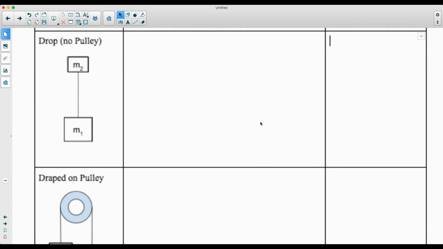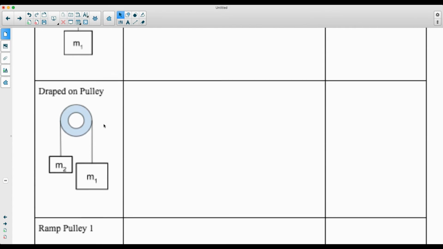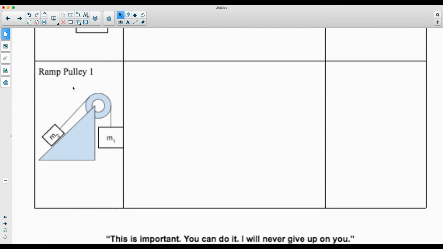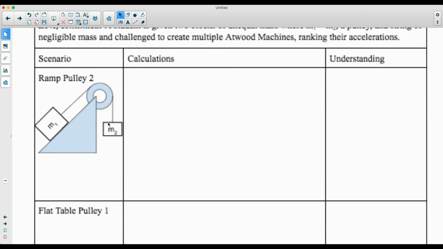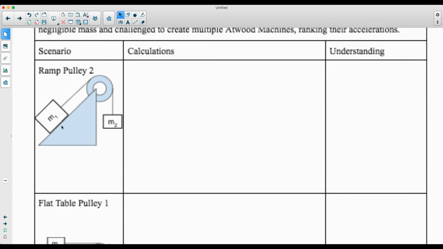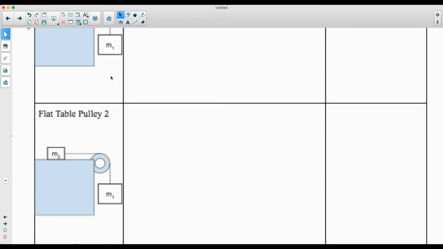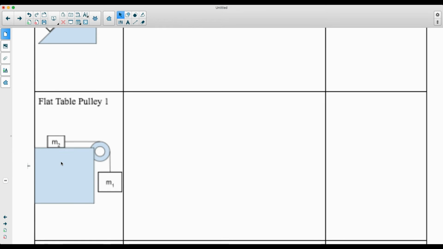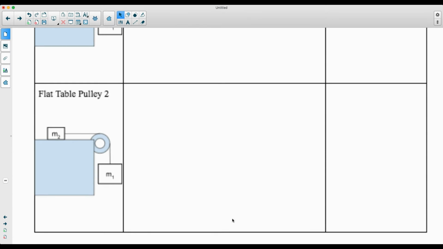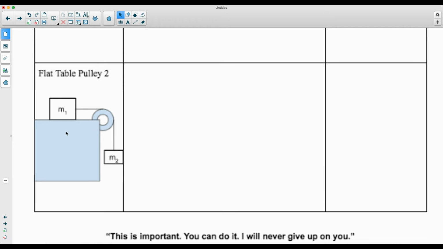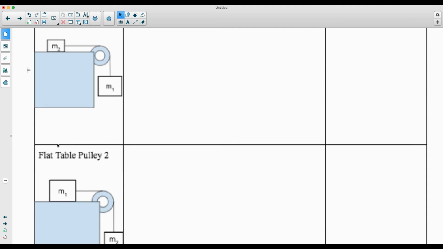The students set up two blocks and a string with no machine. They drape them over a pulley on a ramp. Notice the big mass is hanging and the little mass is on the ramp. You could drape them over the pulley the other way, little mass hanging, big mass on the ramp. Then you can drape them over the edge of a table, the big mass hanging and the little mass on the table. Let's pause one second. Now, last, a flat table pulley with the little mass pulling the big mass.